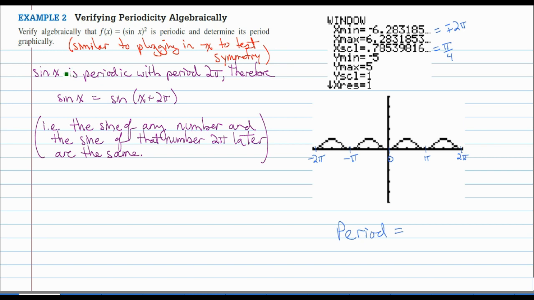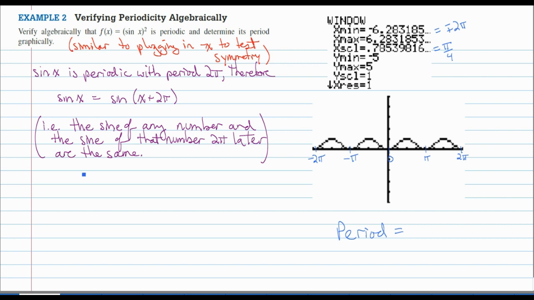So now we know that the sine of x function is periodic with period 2 pi. Therefore, the sine of any x value we pick is exactly equal to the sine of that same x value plus 2 pi. So in other words, 2 pi later down the x-axis, you're going to have the same exact y value. That's why a sine function repeats itself every 2 pi. So we're going to use that for help with our proof.